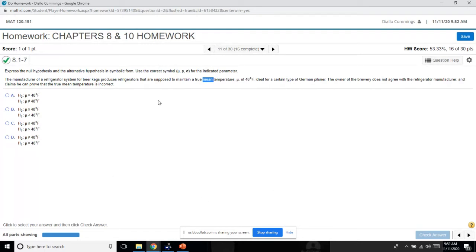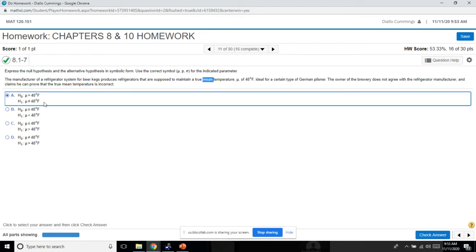So first we're going to set up our null hypothesis. Here we're referencing the mean, so we're going to use mu. Also notice that the null hypothesis must be equal, and the claimed value is 48 degrees Fahrenheit. As I look at my answer choices, answer choice A has the correct null hypothesis, and it's the only one that has the correct null hypothesis.